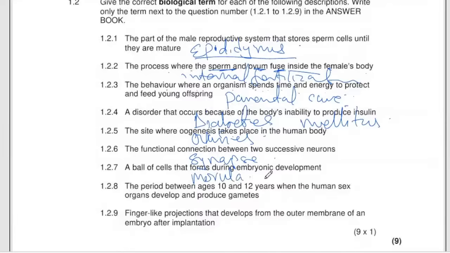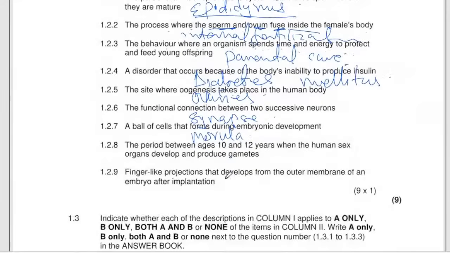The period between 10 and 12 years when the human sex organs develop. How do we call that? We call it puberty. Yes, it's puberty, meaning that you are mature sexually, but you are not yet ready for marriage. You are still a baby.